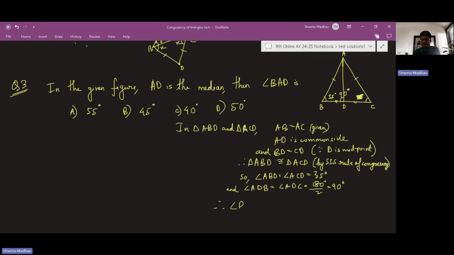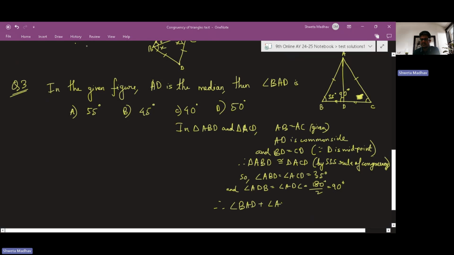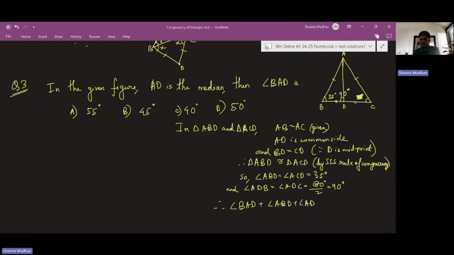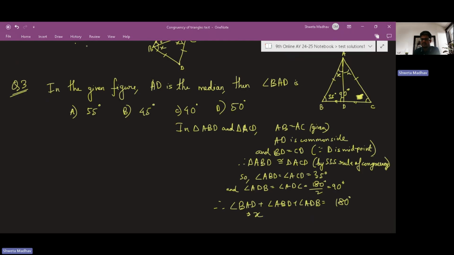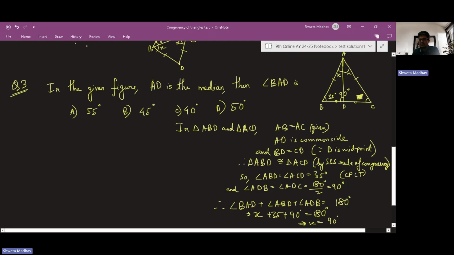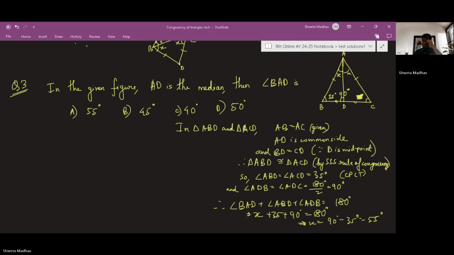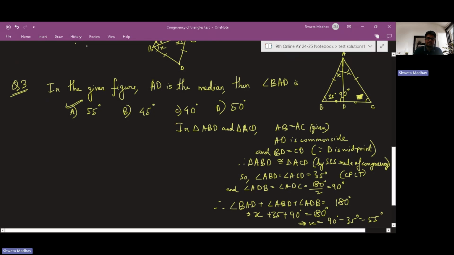Therefore angle BAD plus angle ABD plus angle ADB is equal to 180 degrees, by using the angle sum property. Let's say angle BAD is X. So this will also be X by CPCT. So X plus 35 plus 90 is equal to 180. Hence X is equal to 90 minus 35, that is 55 degrees. Option A is the correct answer.